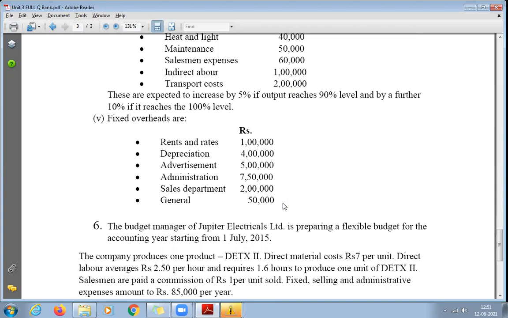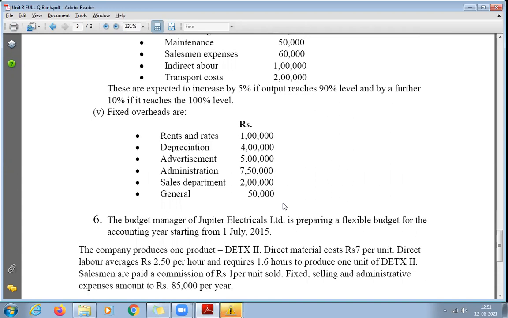Then fixed overhead, and he has given us rent, depreciation, advertisement, administration, sales, and general. But he has not told us anything about normal and 90%, 100%. So what will you do if nothing is given? Fixed overhead, how will you take? How much will you take for 90%, 80%, 100% level?